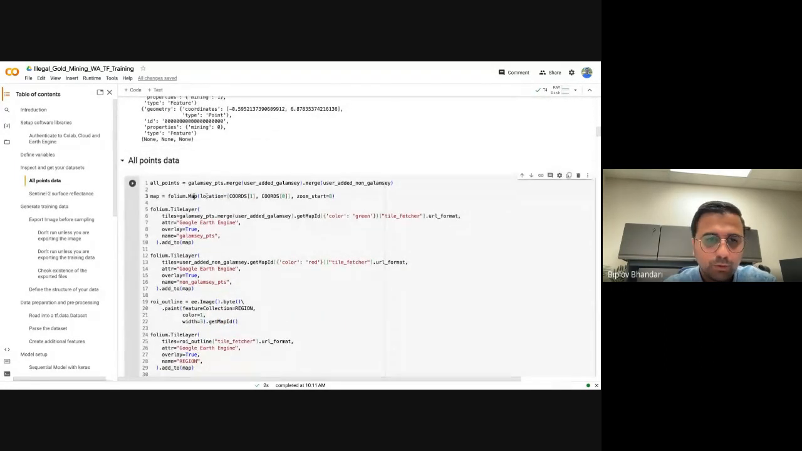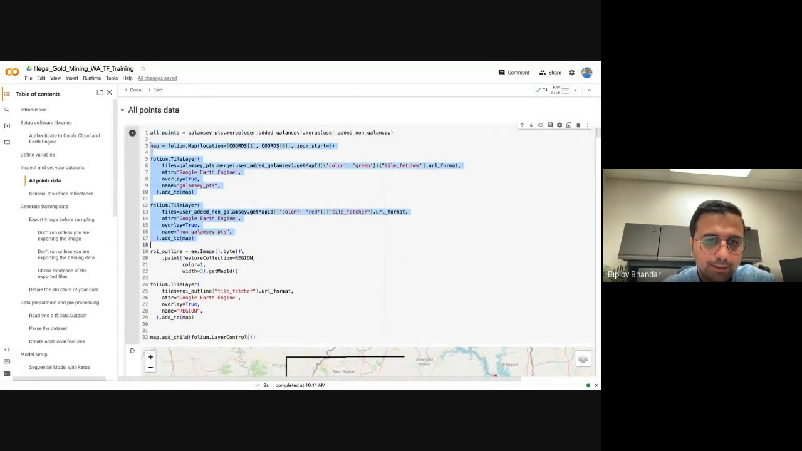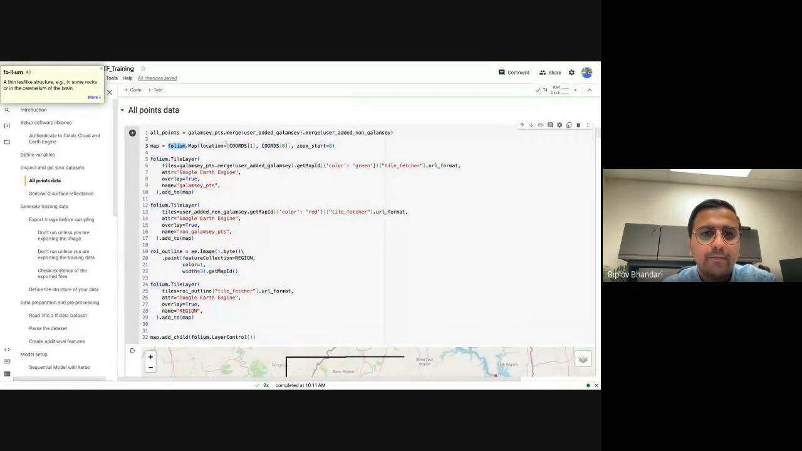So that's what we are doing here. We're merging all of that into one variable called all_points. And then on the next set of code, again using Folium to initialize our map. My starting location is a random location within that study area, starting out at a zoom level of 8. And then I'm adding all these points.